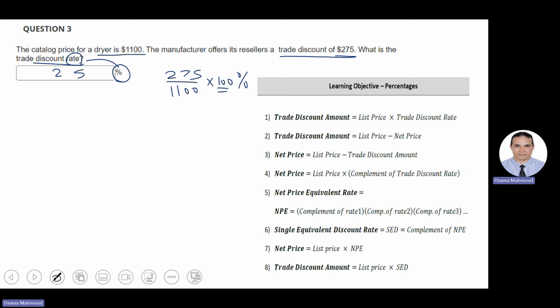Okay, which formula do I use for this one? Yes, here it is, the discount rate.